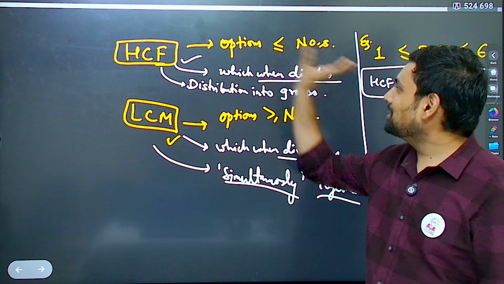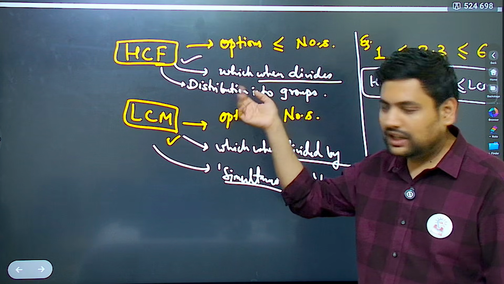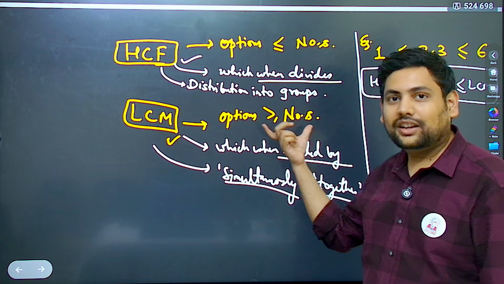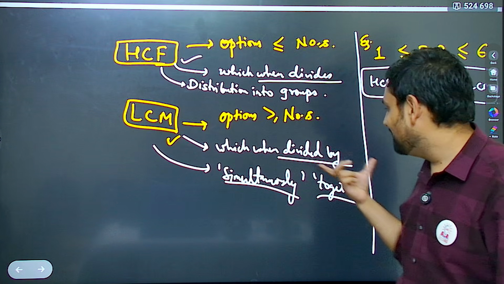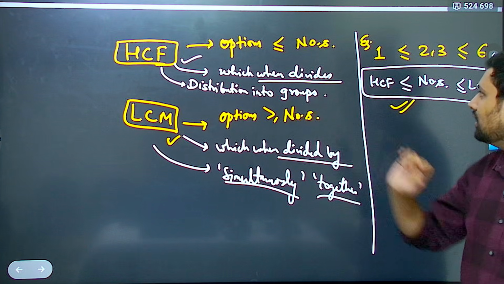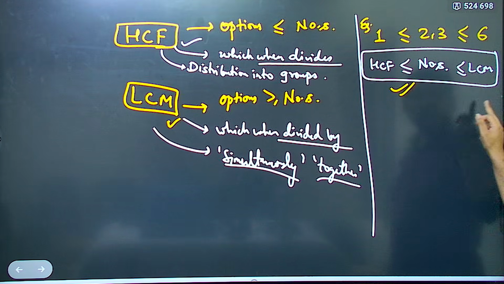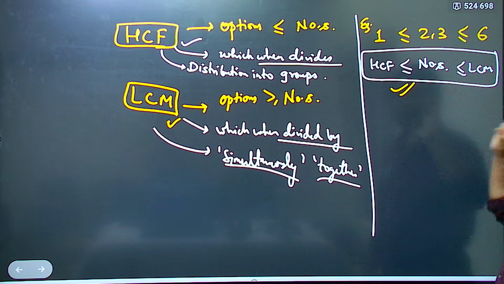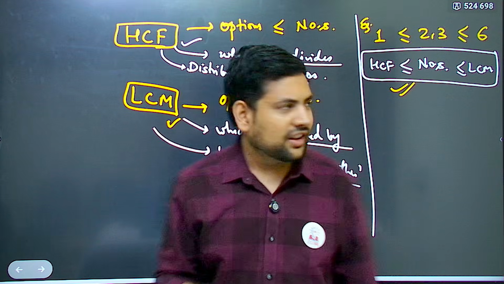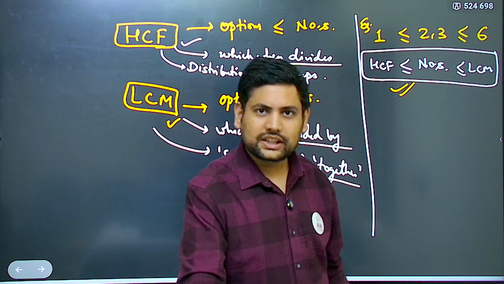HCF options are always less than the number, which when divides, is distribution into groups. This is HCF. For LCM, the options are greater than the numbers, which are divided simultaneously together, then it is LCM. Now, numbers are always greater than their HCF, always less than their LCM. One more thing, LCM will always be divisible by the HCF, of course. Correct?